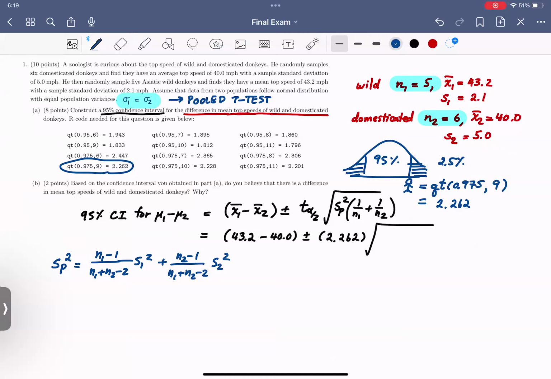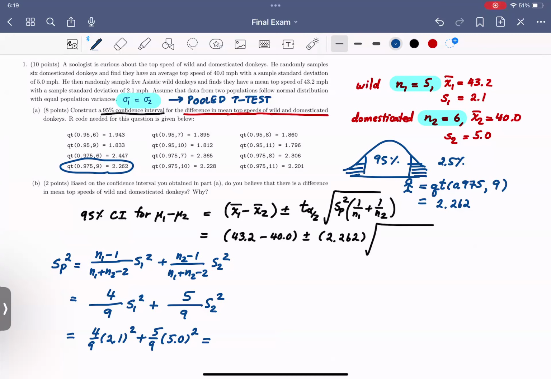So you take a look at the formula sheet and you keep going. You're going to have something over 9, because n1 plus n2 minus 2 is 9. And then n1 minus 1 is 4, and n2 minus 1 is 5. So you're going to have 4 over 9 times s1 square, which is 2.1 square, and then 5 over 9 times 5.0 square. Once you calculate everything here, you're going to get SP. So let me put it in the calculator pretty quick: 4 over 9 times 2.1 square plus 5 over 9 times 5 square.